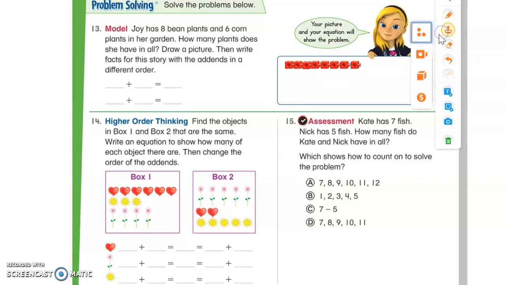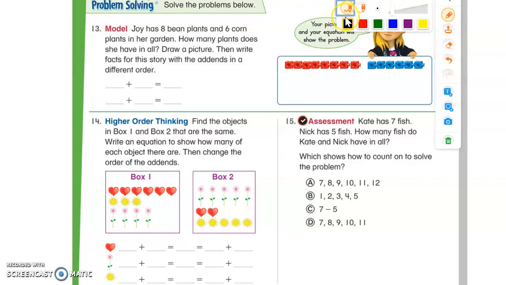And now I'm going to change my color of my snap cube to represent the 6 corn plants. 1, 2, 3, 4, 5, 6. So now I've drawn a picture to represent this equation. So I'm first going to write my add-ins in the order that I've presented the picture.